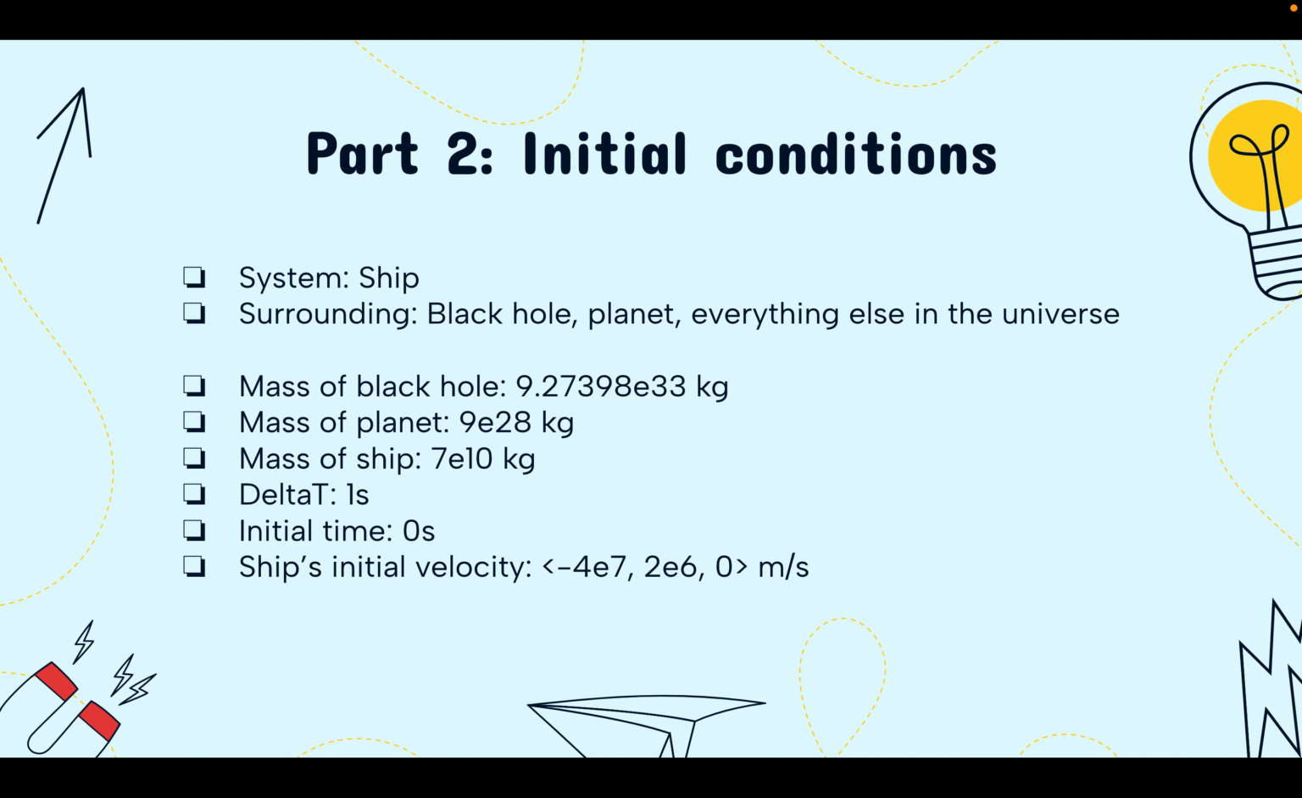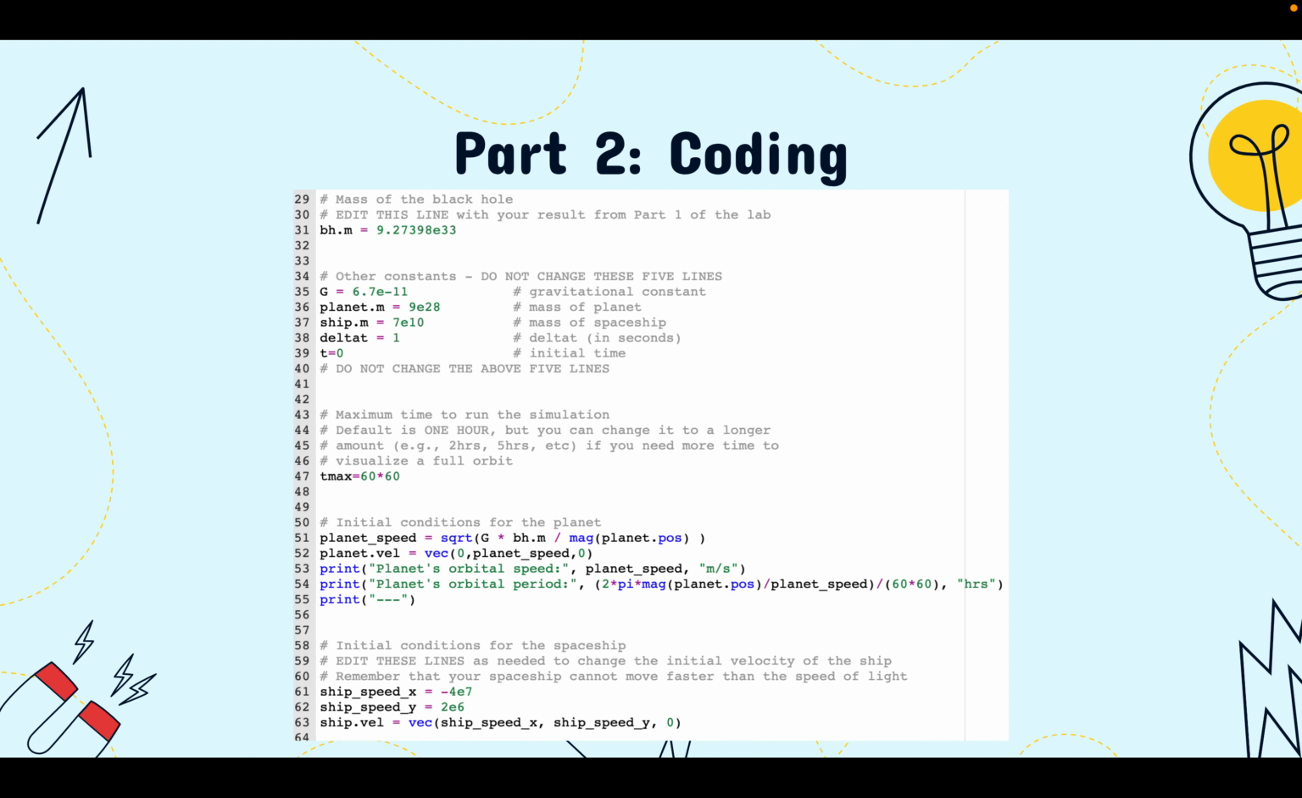The system is the ship. The surroundings are everything else: the black hole and the planet. The mass of the planet is given as 9.10 times 10 to the kilograms. The mass of the ship is given as 7 times 10 to the 10 kilograms. Delta T is 1 second, and the initial time is 0 seconds. The ship's initial velocity is found to be -4 times 10 to the 7th, 2 times 10 to the 6th, and 0 meters per second.